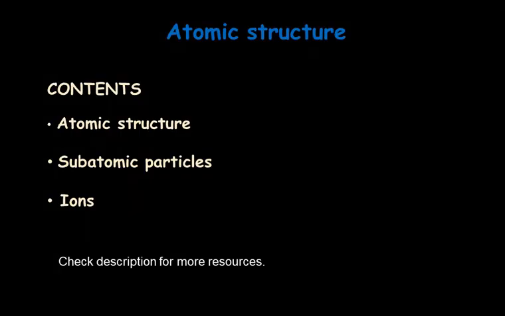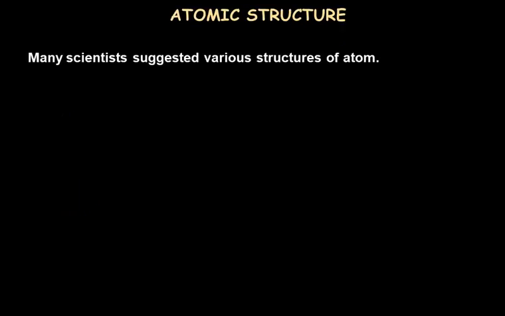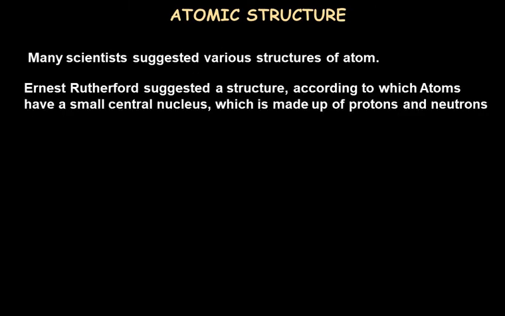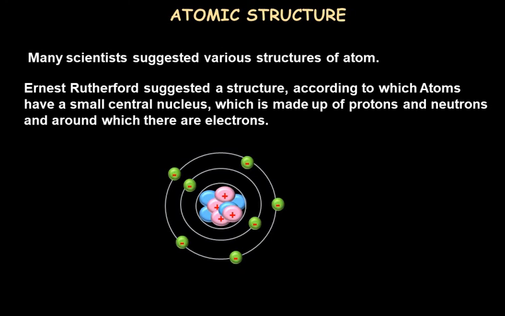Let's learn about atomic structure in this video, and along with the basic knowledge of atomic structure, we'll also learn about subatomic particles and ions. Many scientists have suggested various structures of the atoms, but finally scientist Ernest Rutherford suggested a structure according to which atoms have a small central nucleus which is made of protons and neutrons, and around which there are electrons which are revolving around the nucleus containing protons and neutrons.